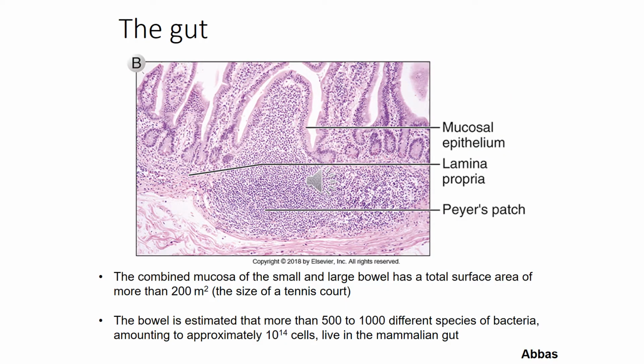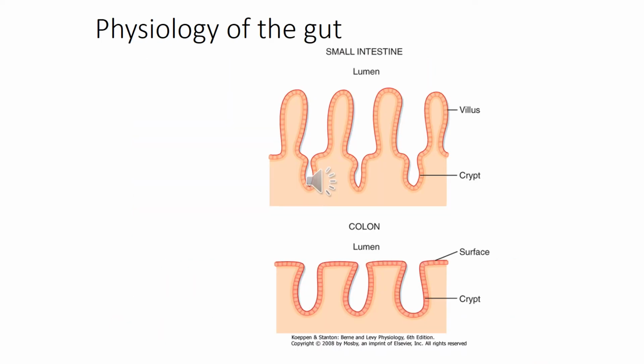Okay, so now we're going to talk about the gut and then the lung, and then we're finished. So, just underneath the gut mucosal epithelium, we find the lamina propria. In the lamina propria, there are small lymphoid organs called Peyer's patches, which is shown on the picture. So first, very short about the physiology of the gut.